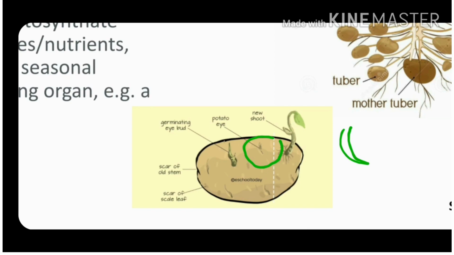And one more point, tubers have no roots. We can see the scaly leaves and axillary buds are present. These are the axillary buds, but they have no roots.